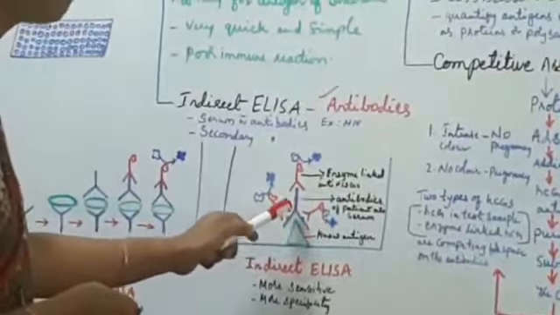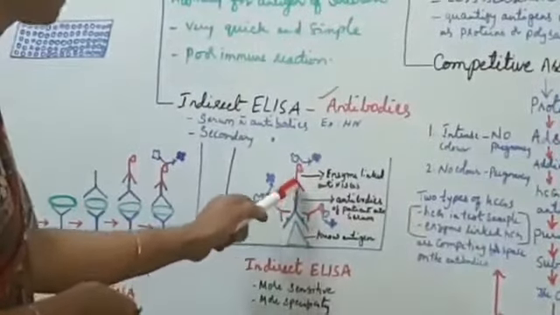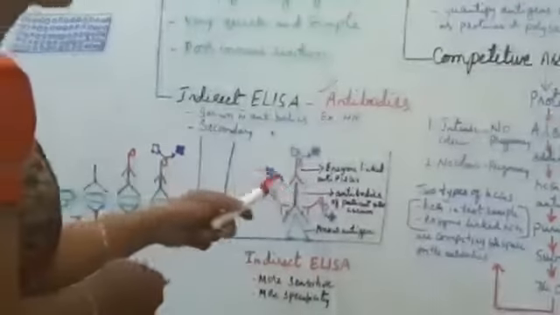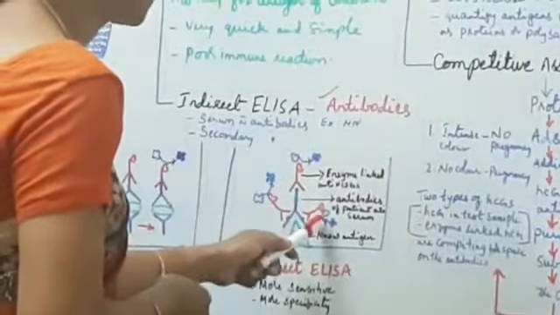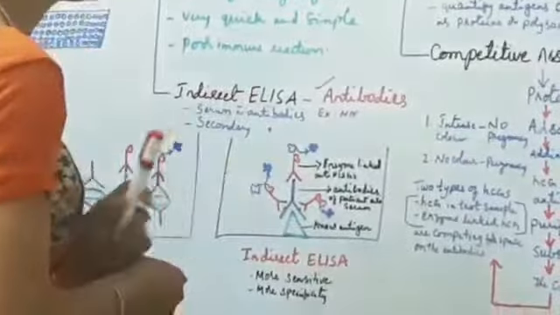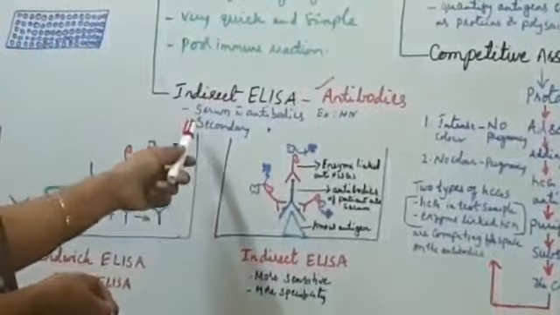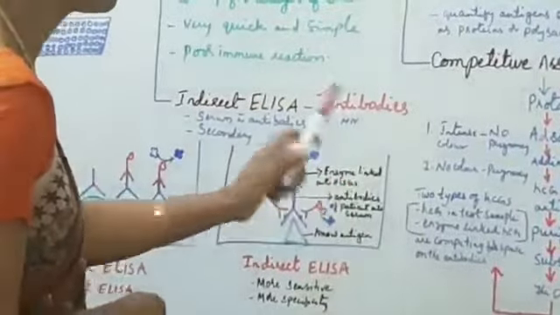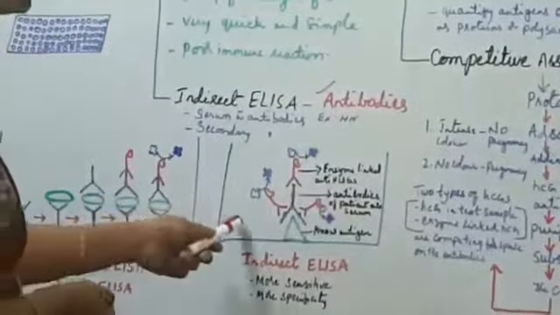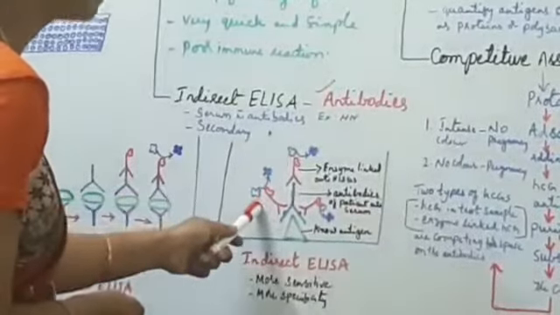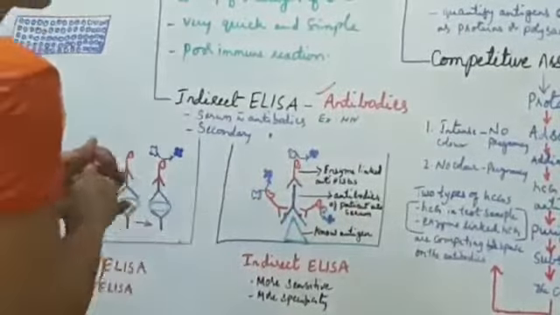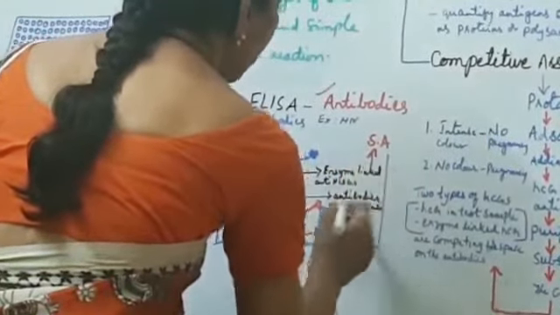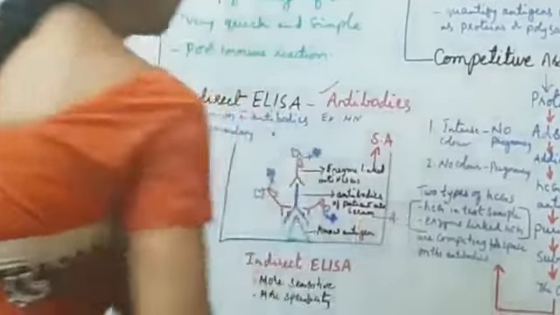So what will happen? These antigens may have multivalent, antigenic sites. So a number of secondary antibodies may attach. Now we have to apply the enzyme-linked anti-human immunoglobulins to this titer plate. These are now termed the secondary antibodies. These are the secondary antibodies.